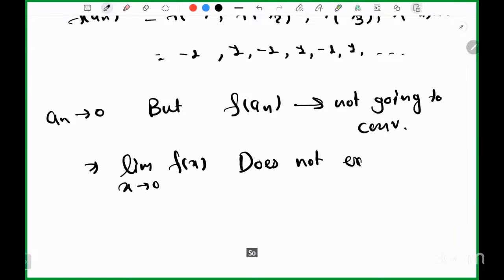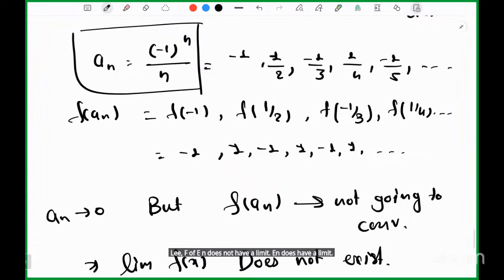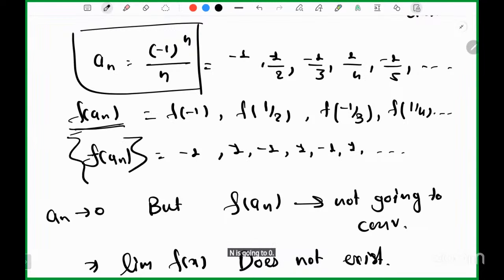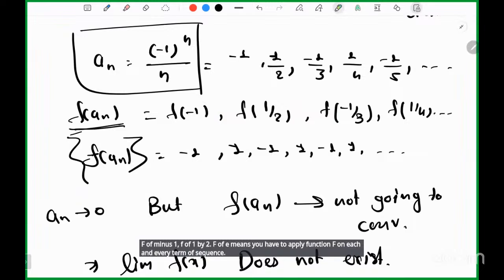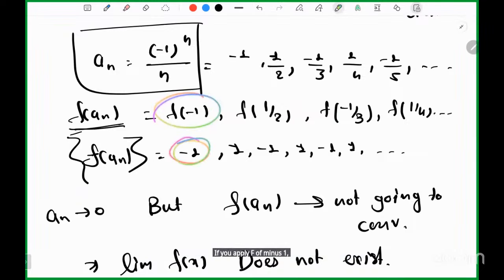So the an does not have a limit, is it here? No, f of an does not have a limit. An does have a limit. An is going to 0 only. But the sequence f of an does not have a limit. Why is it so? See, f of an, if you compute, you are getting this, right? f of -1, f of 1/2. f of an means you have to apply function f on each and every term of the sequence. f of -1 is -1 itself. So -1, +1, -1, +1, right? We are not getting any fixed value as n goes to infinity.